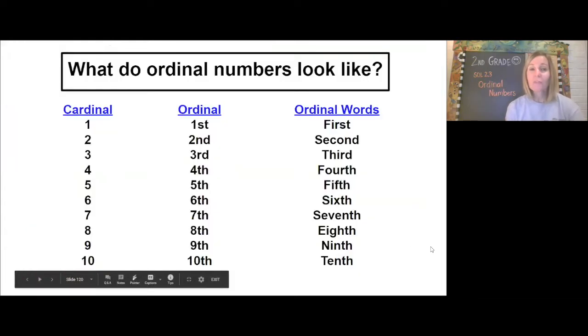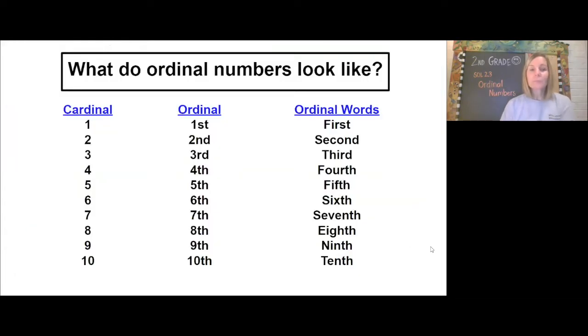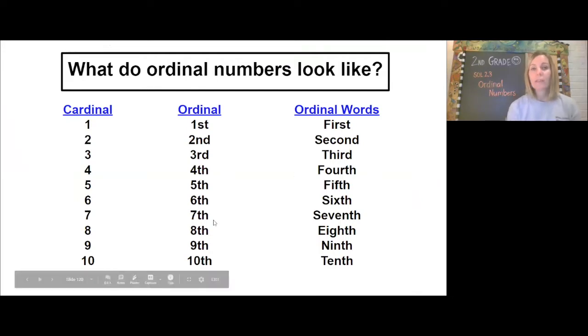So a quick review from yesterday is the ordinal numbers of 1st through 10th. In the first column, you have the cardinal numbers, which are the numbers that tell quantity or value. In the second column, you have the ordinal numbers. And in the third column, you have the ordinal words. So let's just go over these really quickly. As I say them, you can say them with me.